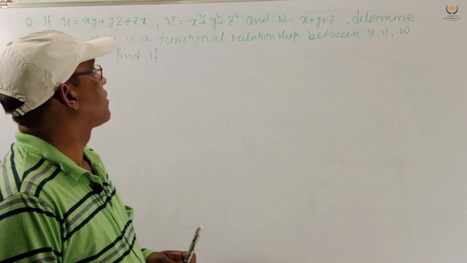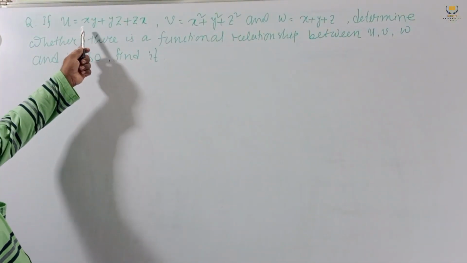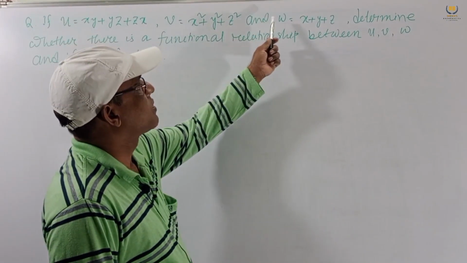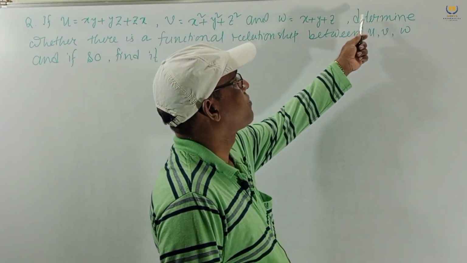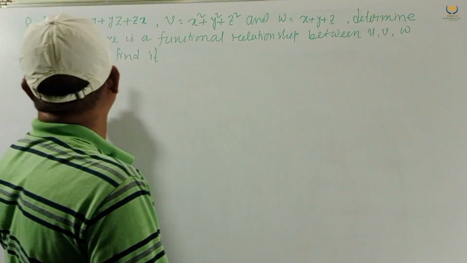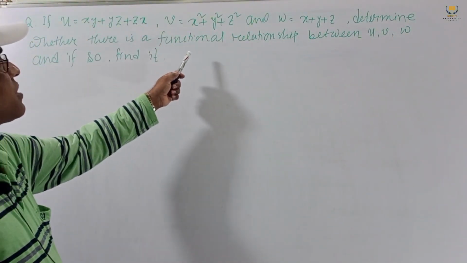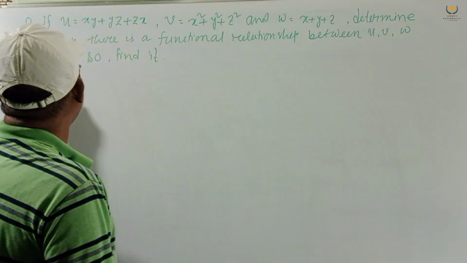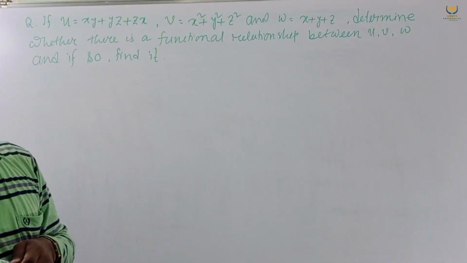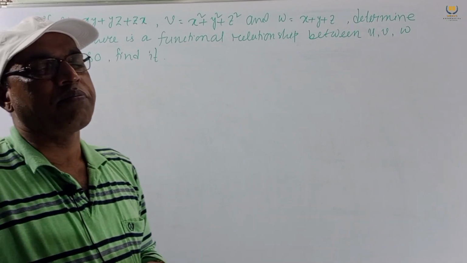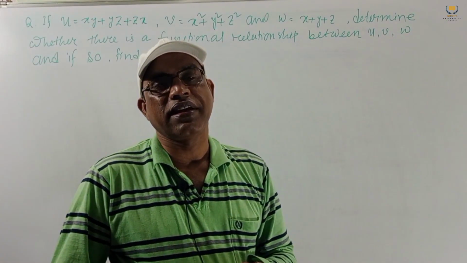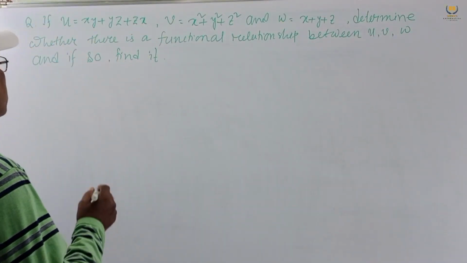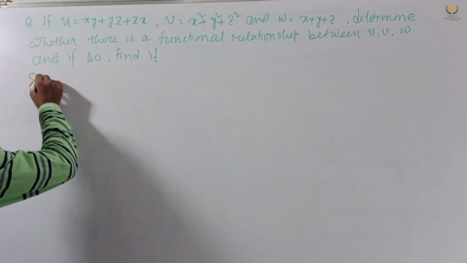Now next we consider another problem. If u equal to xy plus yz plus zx, v equal to x square plus y square plus z square, w equal to x plus y plus z, determine whether there is a functional relationship between u, v, w, and if so, find it. Functional relationship means if the Jacobian is 0, then they have a functional relationship. Now we solve this problem.